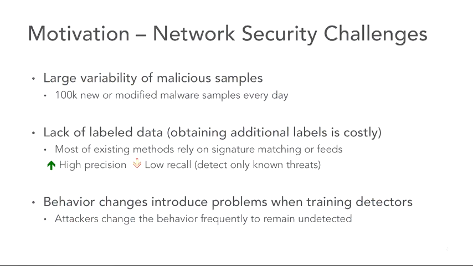Every day we see a large variety of malicious samples, and to detect that we need a lot of labels. And we don't have that because obtaining additional labels is very costly. So the current security detectors rely heavily on signature matching, feeds, blacklists, and those things. They are fine, they have a really good precision, but their ability to detect new things is very limited. And what's worse is that the behavior changes introduce problems when we want to train the detectors.